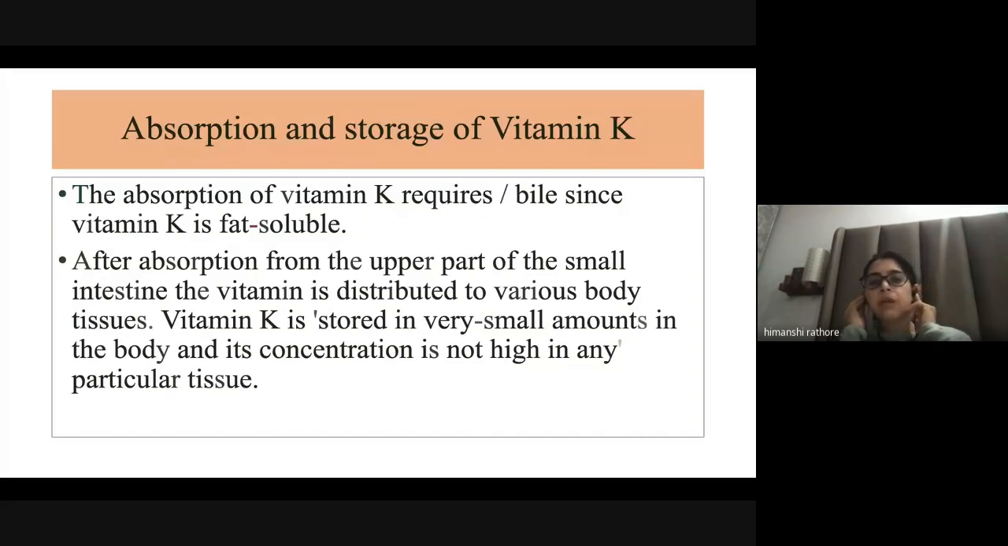Vitamin K is stored in a very small amount in the body and its concentration is not high in any particular tissue. And I discussed with you yesterday also that we have macronutrients and micronutrients. So this is a micronutrient because we need it in micrograms. It is not a vitamin which is required in high percentage like vitamin A, vitamin D. It is required in very low concentration. So it is stored in a very small amount in our body. But it is important.